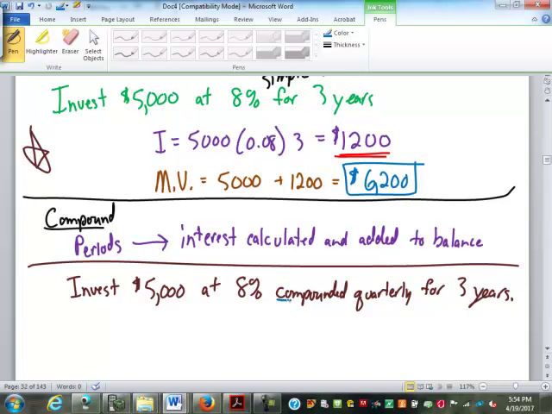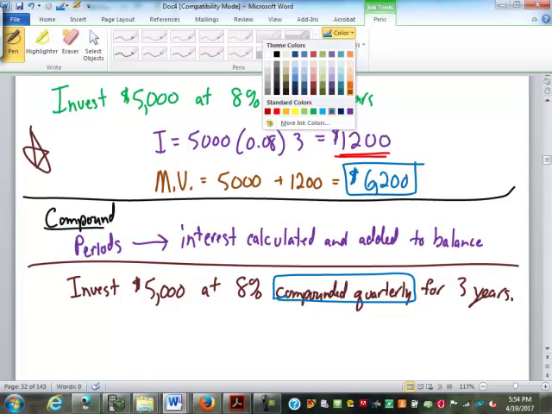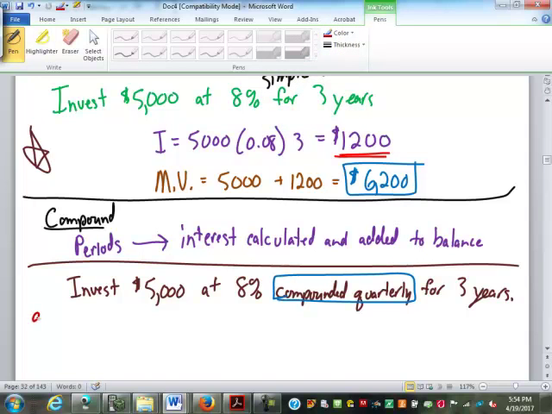So, of course, the difference is this phrase right here, compounded quarterly. What does compounded quarterly mean? Four times a year, every 3 months, 1/4 of a year, the interest is figured in and added into the account. So for this example, we have to figure it out by the quarter.